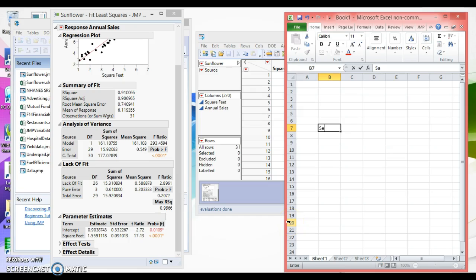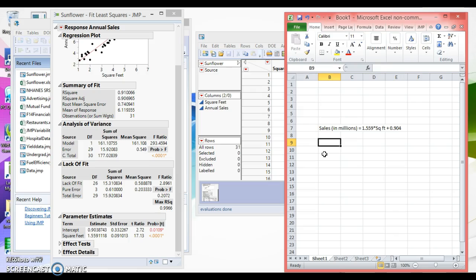So as mentioned, we have sales in millions of dollars, and this would be shown as sales equals 1.559, that's 1,000, times square feet plus your intercept 0.904, and as I mentioned, that's coming from right here. And then right after that, for B, we're going to give an interpretation of these coefficients.